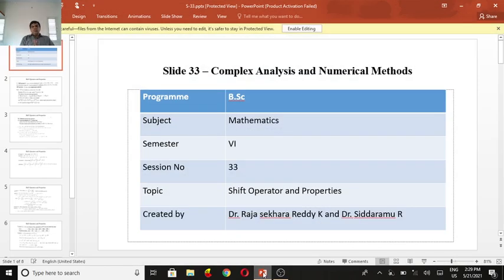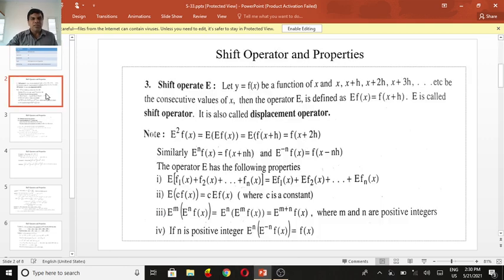Now I come to lesson 33. Now you come to the shifting operator, simply denoted by E, and its properties. So what is the shifting operator E and its properties? First, we define the shifting operator E.